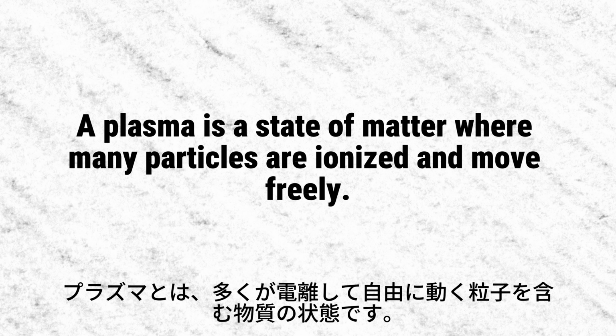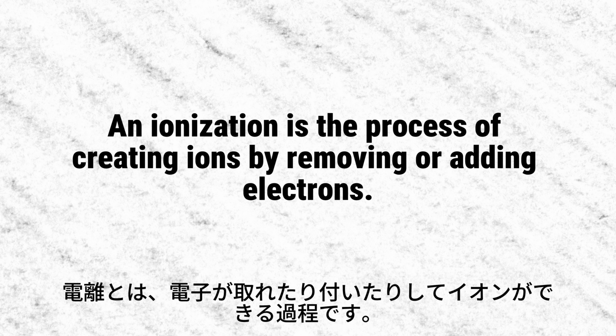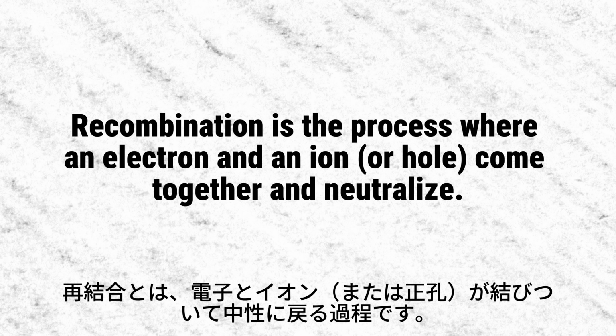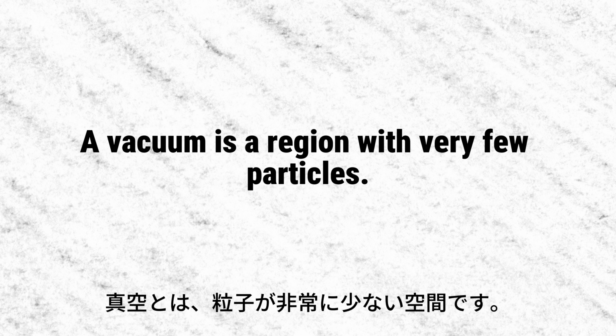A plasma is a state of matter where many particles are ionized and move freely. Ionization is the process of creating ions by removing or adding electrons. Recombination is the process where an electron and an ion, or hole, come together and neutralize. A vacuum is a region with very few particles.